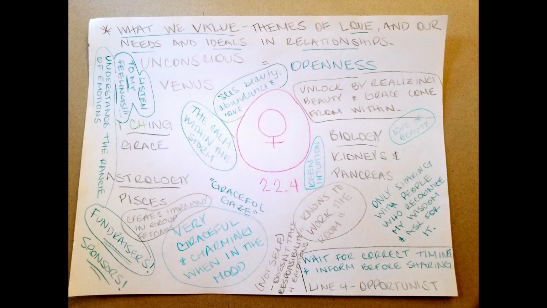Next, we have the unconscious Venus. And remember, Venus is all about what we value, the things of love, and our needs and ideals in relationships. So for me, that's gate 22.4. Gate 22 is about openness. So unconsciously, I seek people who are open and people who accept my openness.